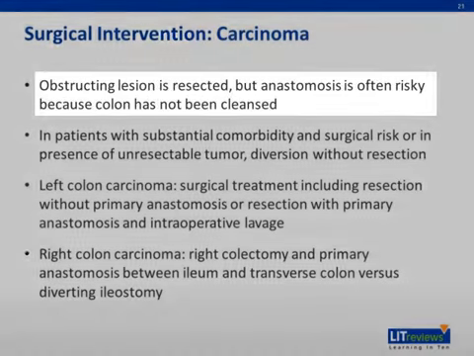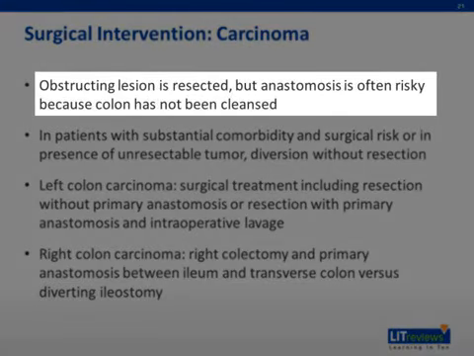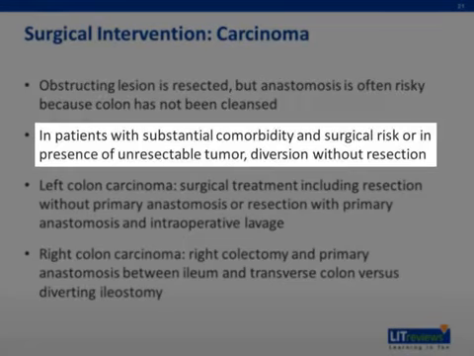In most patients, the obstructing lesion is resected. Because the colon has not been cleansed, anastomosis is often risky. After resection, most surgeons perform a proximal colostomy if the obstruction is on the left side, or ileostomy if it is on the right side. In patients with substantial comorbidities who are high-risk surgical candidates, or in the presence of an unresectable tumor, a diverting proximal colostomy or ileostomy may be performed without resection.